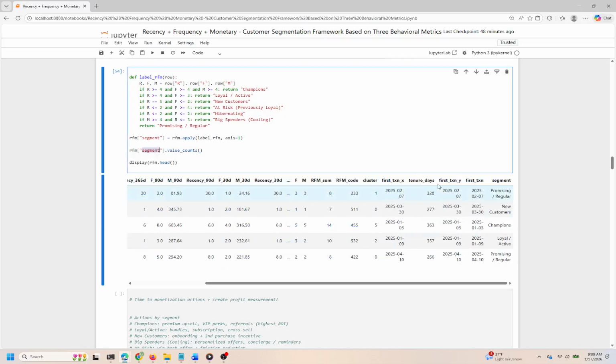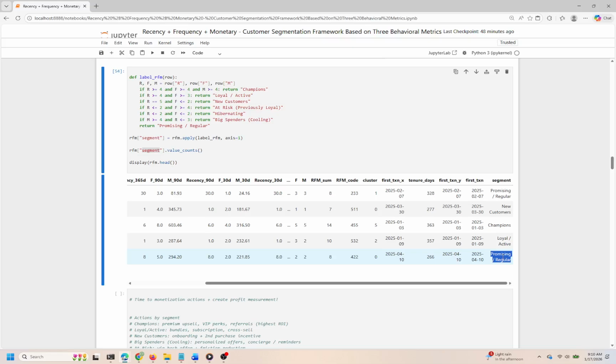After defining the classification function, the cell then applies this logic across the entire dataset using the apply method. This effectively assigns each customer a segment based on the conditions we defined. The results of these classifications are then summarized through the value counts method, which counts how many customers fall into each segment, providing valuable insights into the customer distribution.